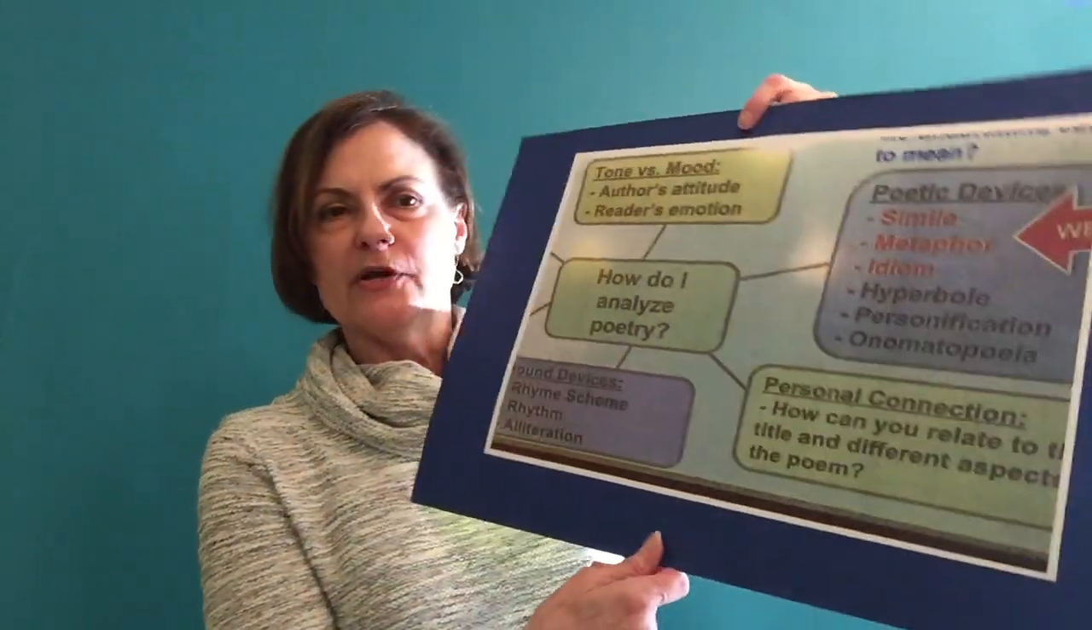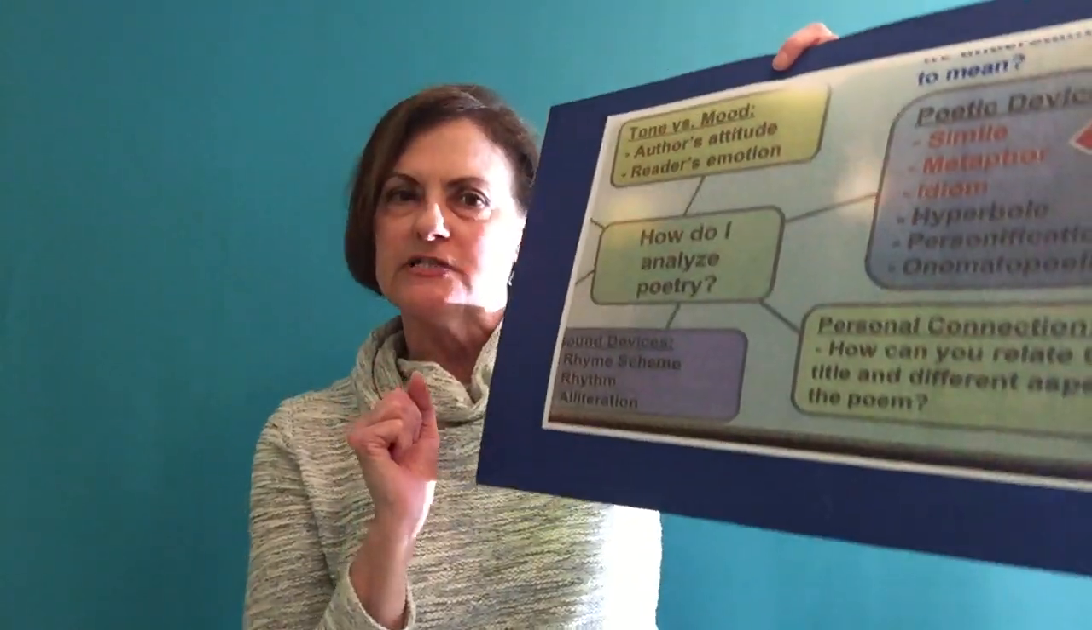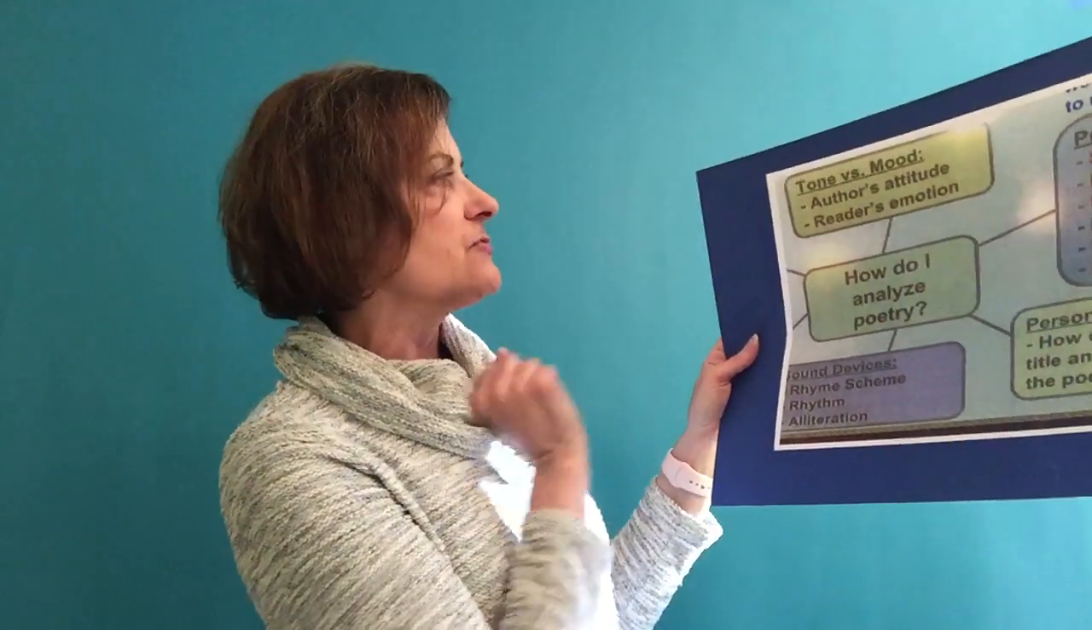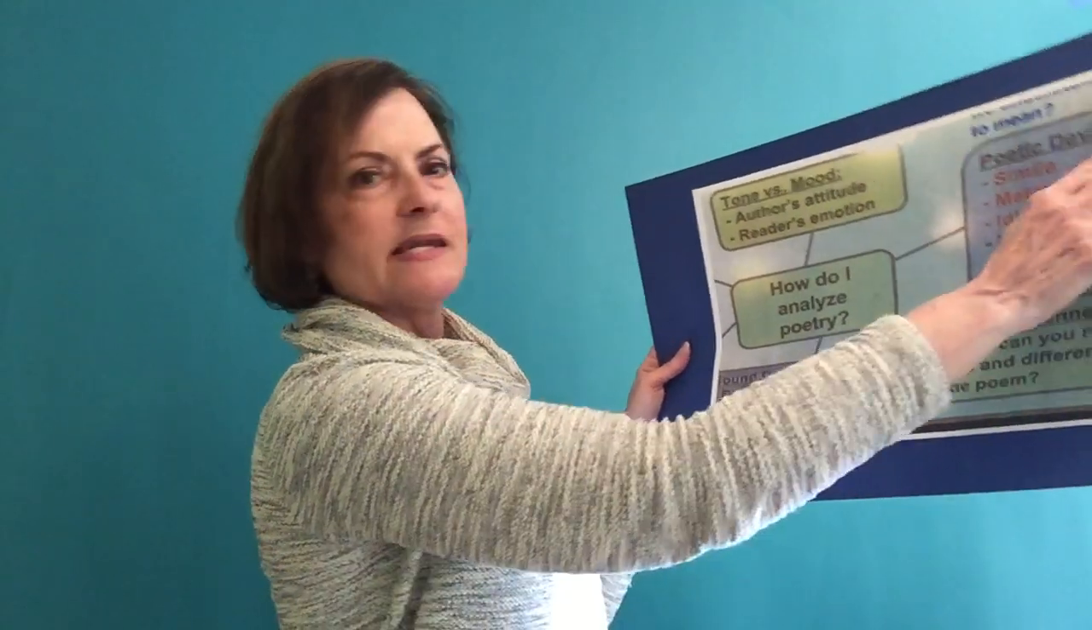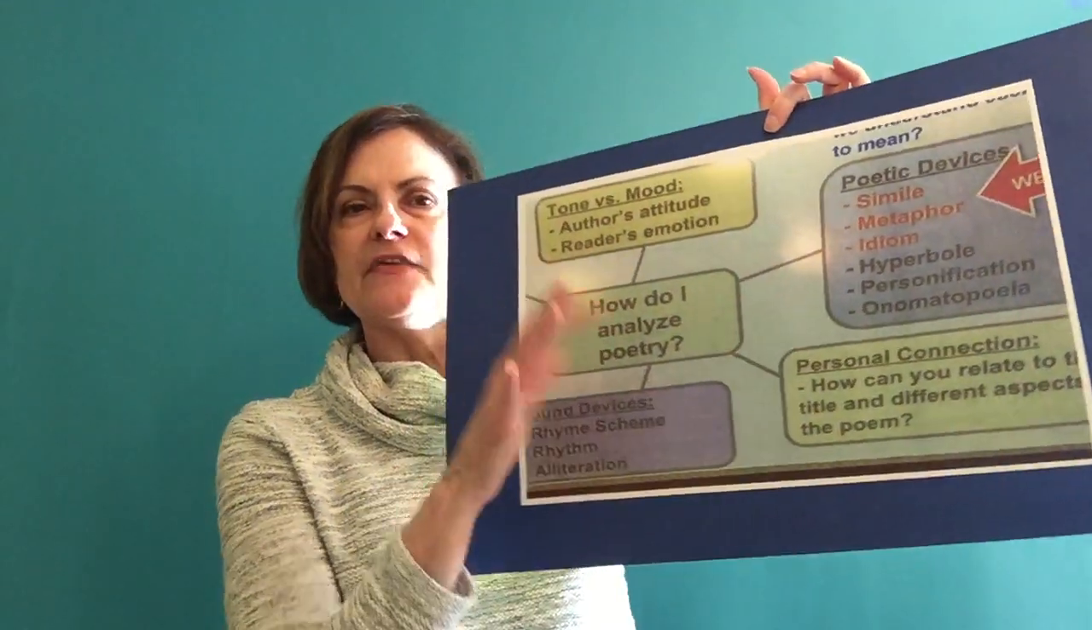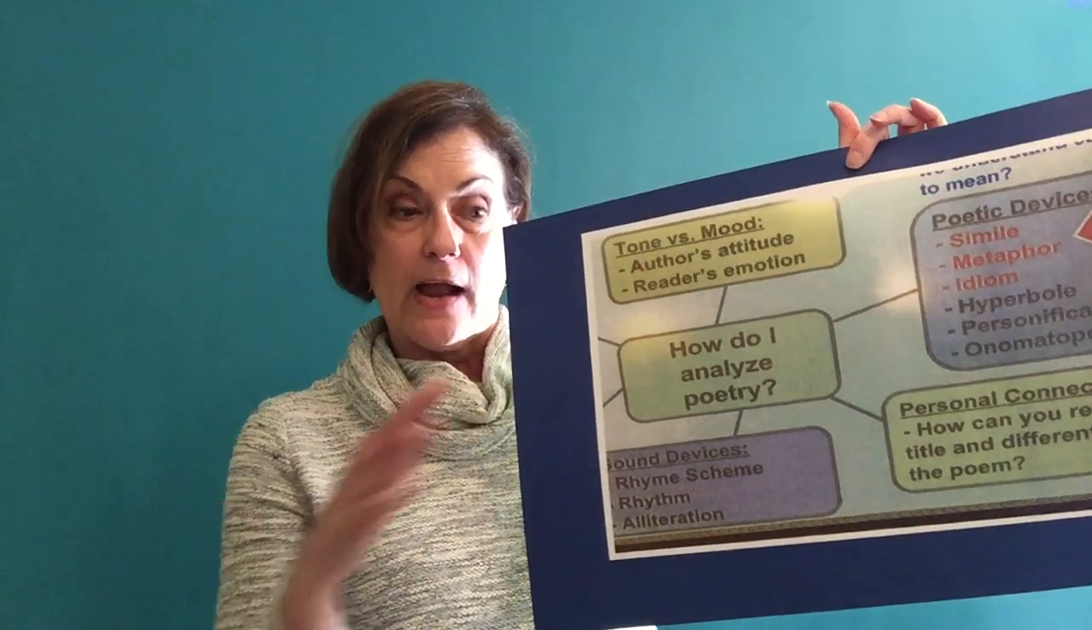And one last one. This is on a poetry unit. And what I liked is the way this teacher did hers a little bit differently, didn't she? She's got how do I analyze poetry, tone versus mood. I love this. We are here. We are here. And what this teacher did is had these on the tables around as well.